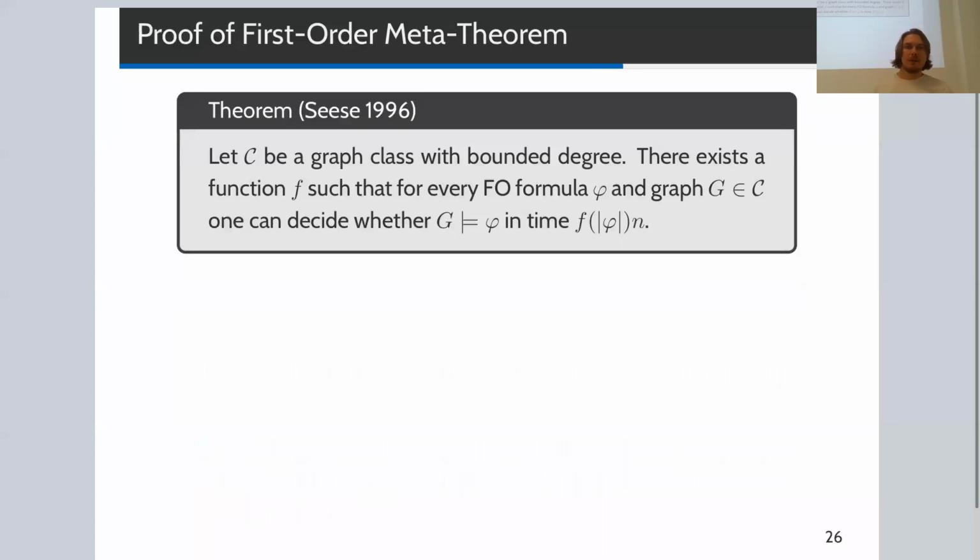So let's now prove our result. We want to show that you can do first order model checking in running time f of phi times n on bounded degree graphs.